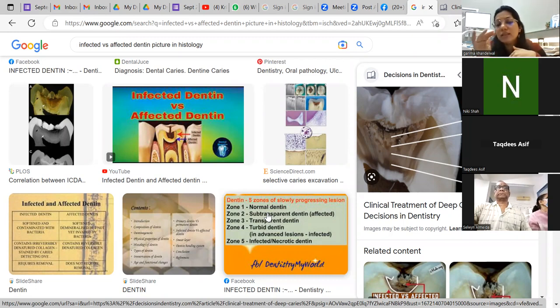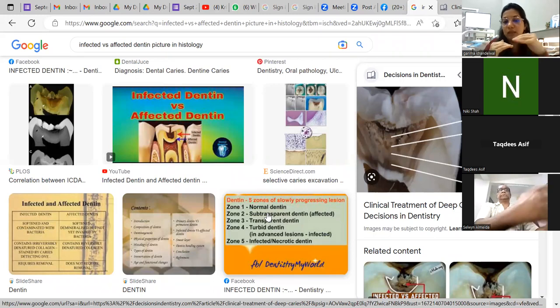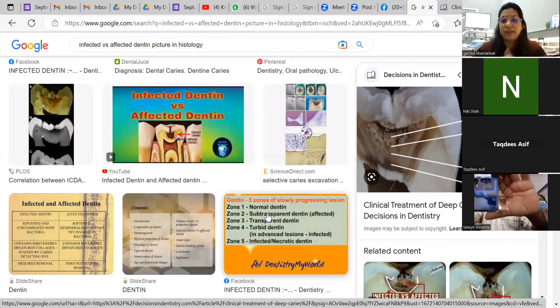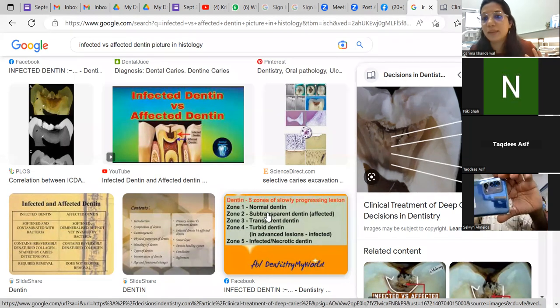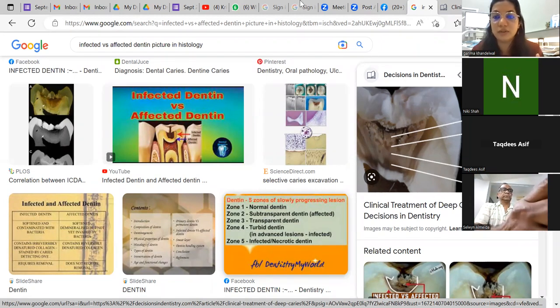And the topmost layer is the infected dentin. So starting from the pulp, there is normal, then subtransparent, then transparent, then turbid, and then infected dentin. See, why is it subtransparent? Because tertiary dentin is formed there. That is why it is subtransparent. I hope this is very clear for you.